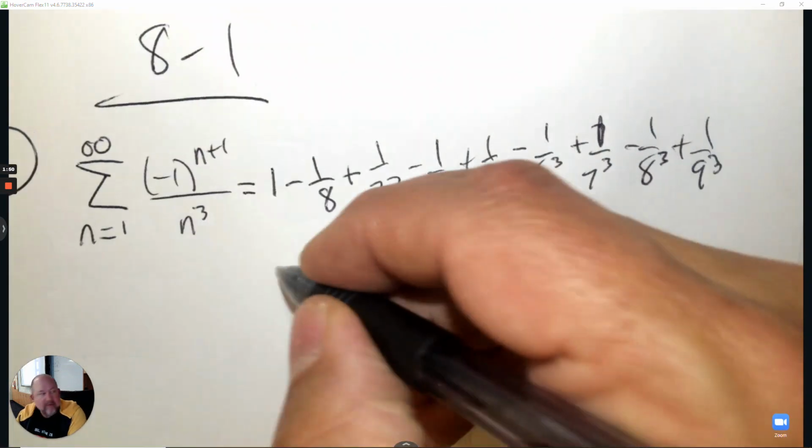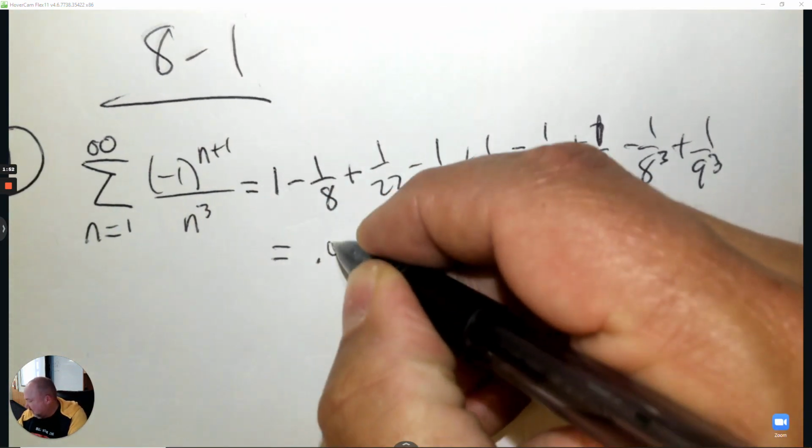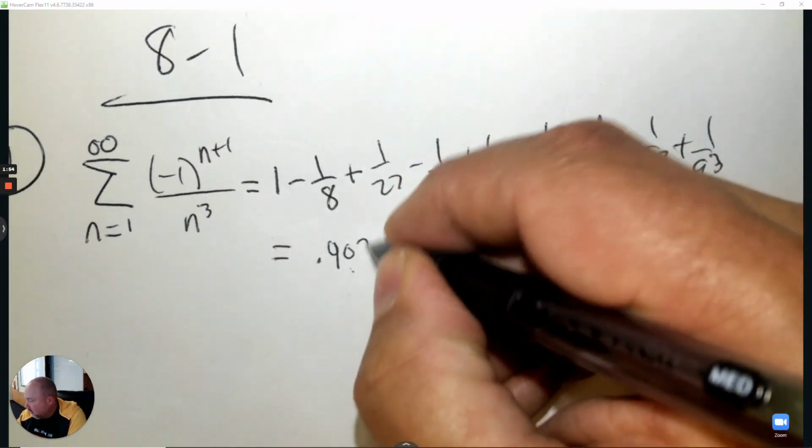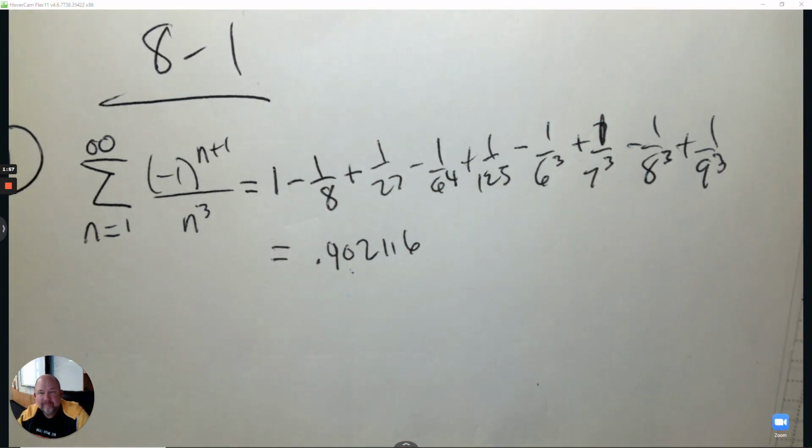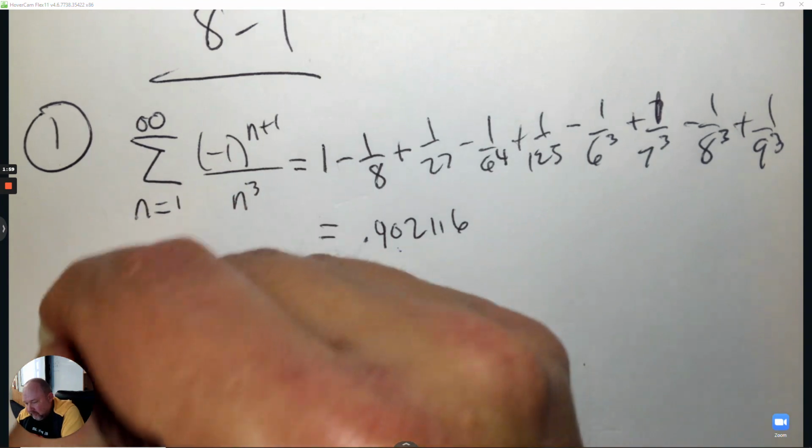And then I'd use my calculator, and the answer would be 0.902116. All right, number 2.